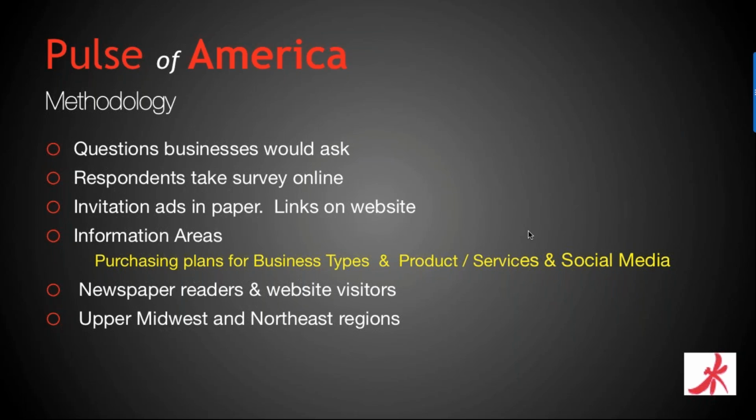So back to the survey. Papers just like yours, right in your area, have asked their readers and website visitors what business categories they plan to shop, what products and services they plan to buy, and how they get information. In other words, using business websites, Twitter, Pinterest, Google search, automotive sites, real estate sites, etc. It's an incredibly comprehensive survey. Here are some examples.